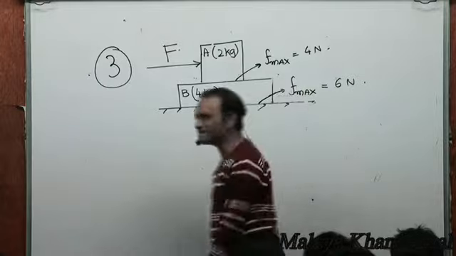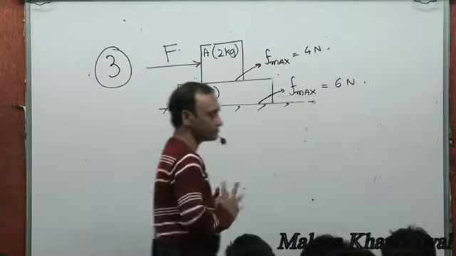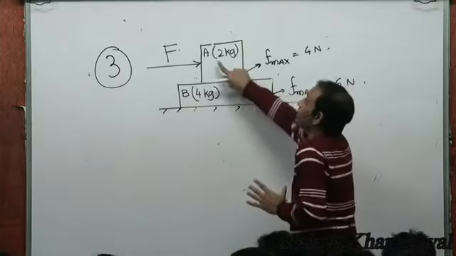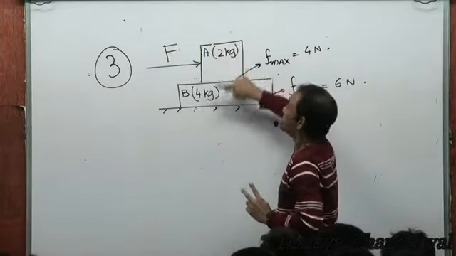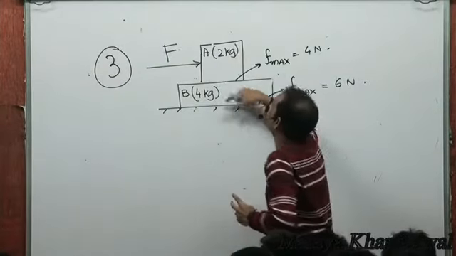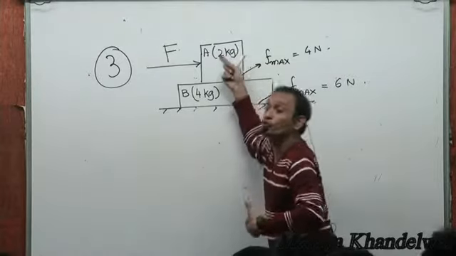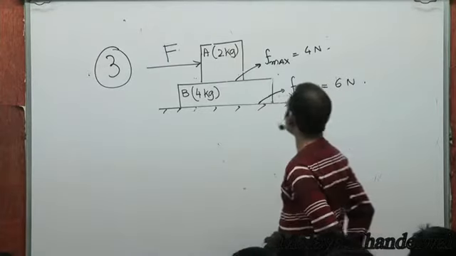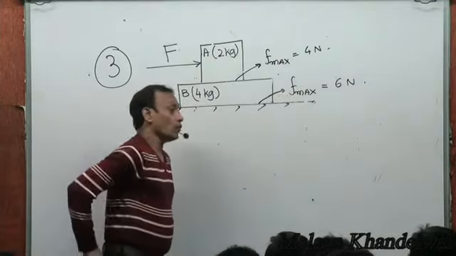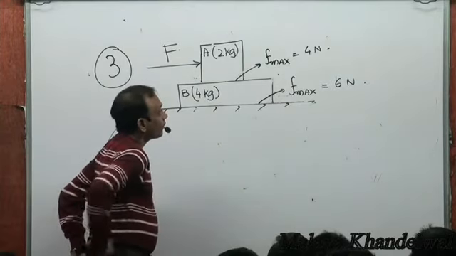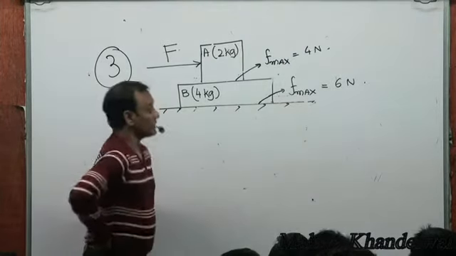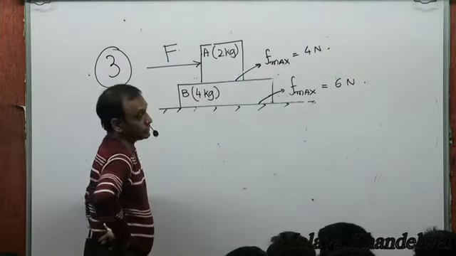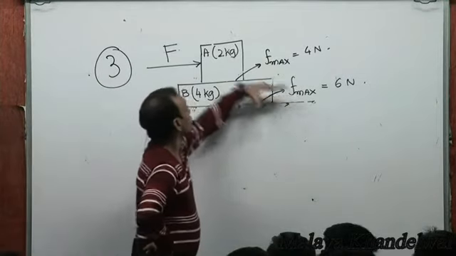Okay, let's then analyze the system. Again, like before, A understands capital F, but B doesn't understand capital F. B will move at the behest of the frictional force that A exerts on B in the forward direction, yes or no? Right? Now, is it possible that B moves and A does not move?